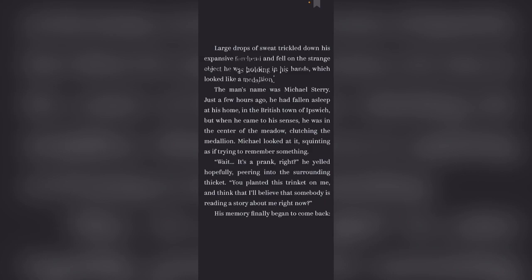The man's name was Michael Sterry. Just a few hours ago, he had fallen asleep at his home in the British town of Ipswich? I don't know how to pronounce that, sorry. But when he came to his senses, he was in the center of the meadow, clutching the medallion.